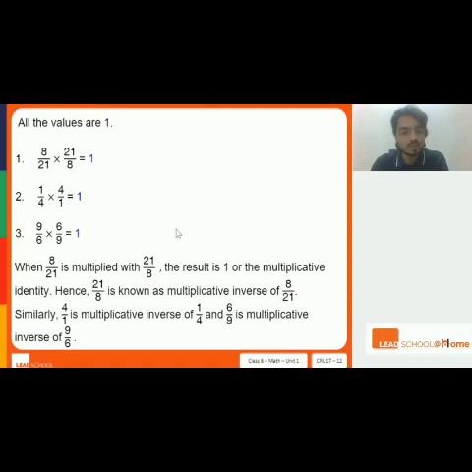So what will we call this number? This will be known as the multiplicative inverse. So 21 by 8 is the multiplicative inverse of 8 by 21, and 8 by 21 is the multiplicative inverse of 21 by 8, because when we multiply them, we get 1 as the answer. Similarly, 4 by 1 is the multiplicative inverse of 1 by 4, and 6 by 9 is the multiplicative inverse of 9 by 6. So this is the multiplicative inverse.